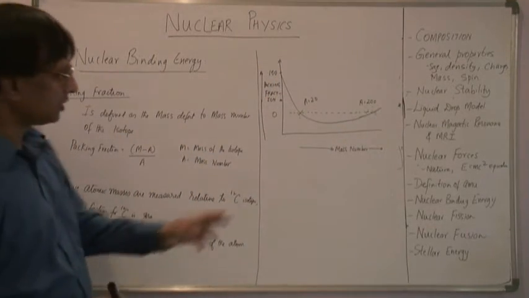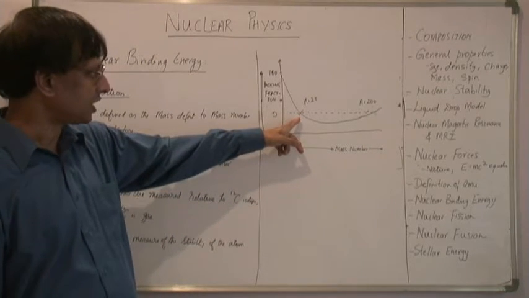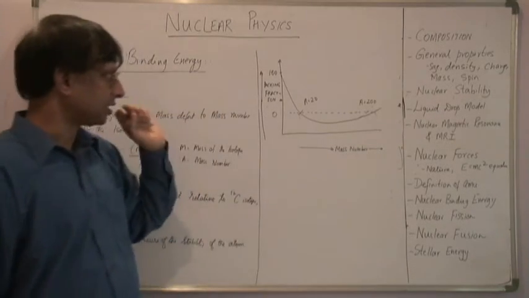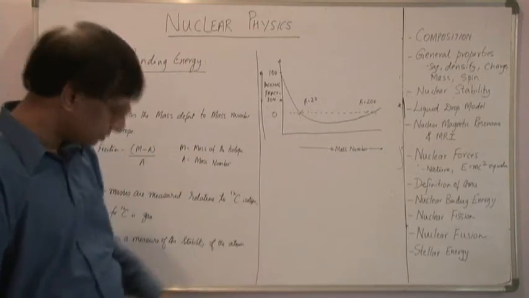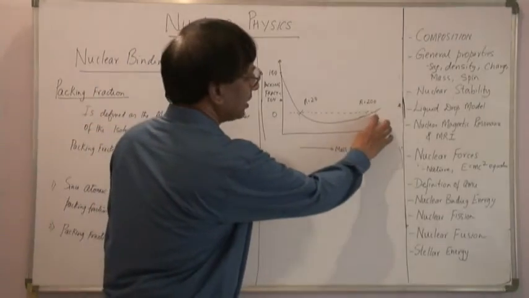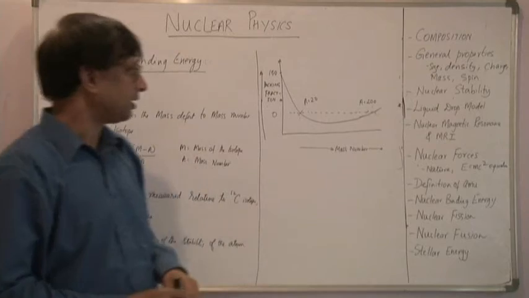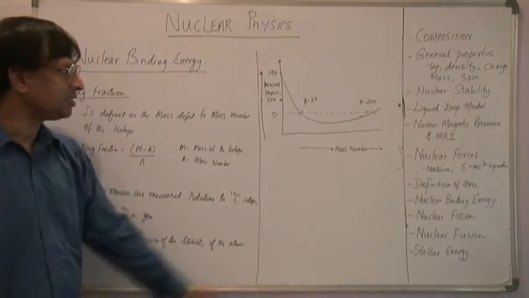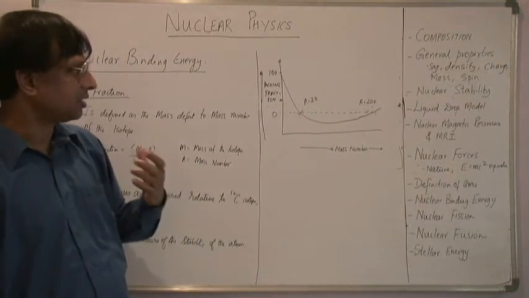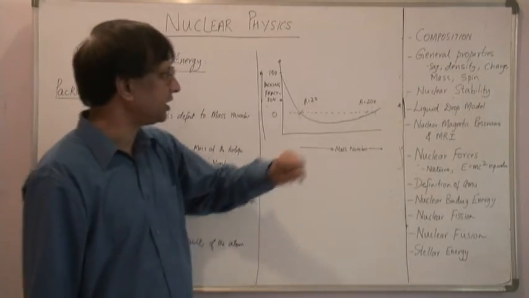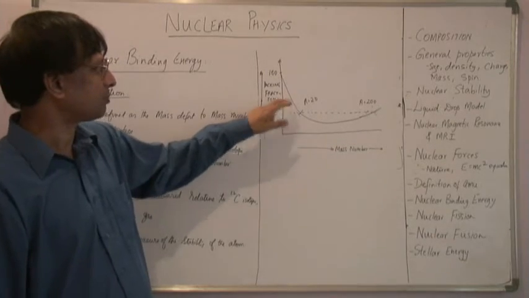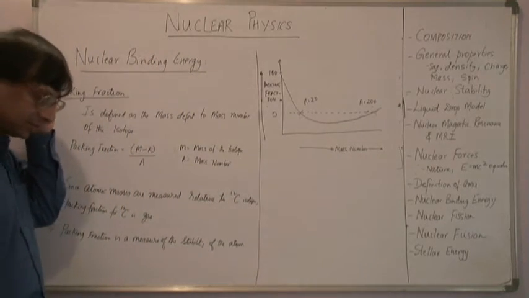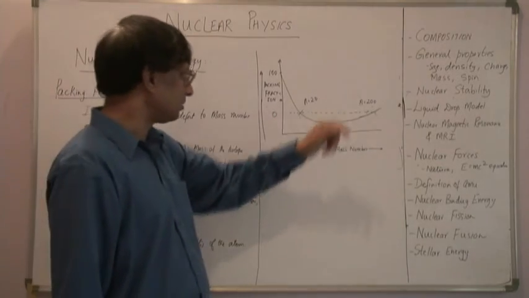A couple of observations that we need to make here: elements which have mass number less than 20 have a positive packing fraction. Likewise, for elements that have mass number greater than 200, the packing fraction is positive. And for all elements between 20 and 200, the packing fraction is negative. So a negative packing fraction indicates that the nucleus is quite stable, and anything which has a positive value indicates some kind of instability. Note that elements such as helium 4, carbon 12, oxygen 16 and nitrogen do not fall on this graph.